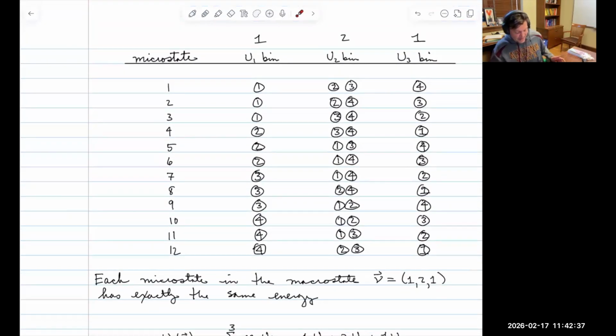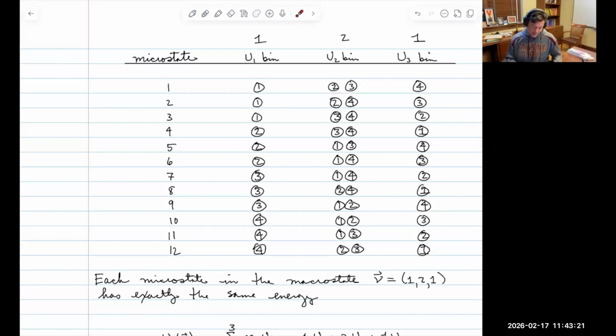However you want to convince yourselves that this counting problem works is fine. What I've done is first fix the particle that's in energy level 1. Suppose I fix the particle in energy bin U1 to be particle 1. Then how many ways can I put the other particles in bins U2 and U3? The first way is to put 2 and 3 in the second bin, and that would leave the fourth particle to go in bin 3. Notice that this has exactly one particle in bin 1, 2 in bin 2, and 1 in bin 3.